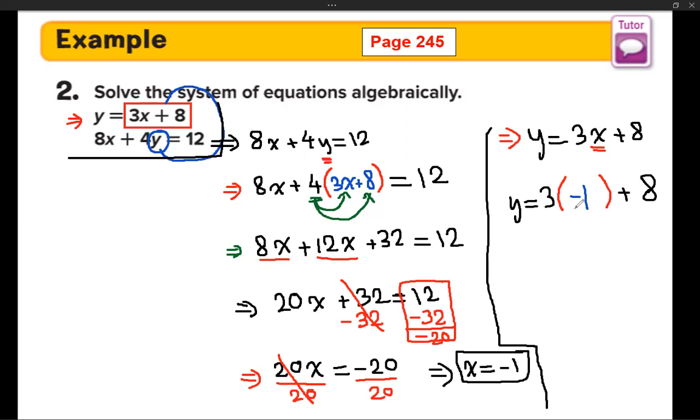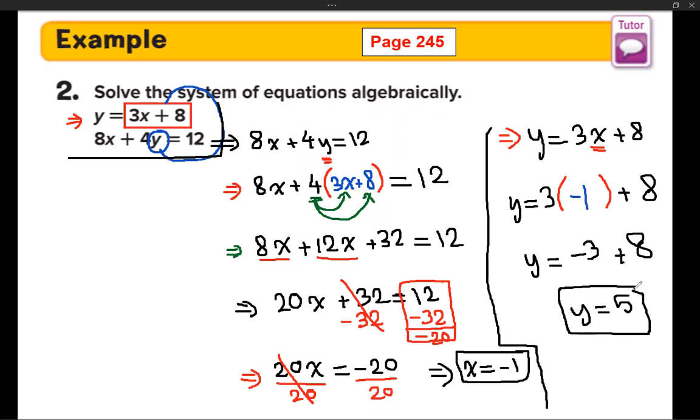Okay, what do we do first? We add with 8 or we multiply? The multiplication comes first, of course. So it is y equals 3 times negative 1. It's negative 3 plus 8. How much is y now? y is equal to 5.